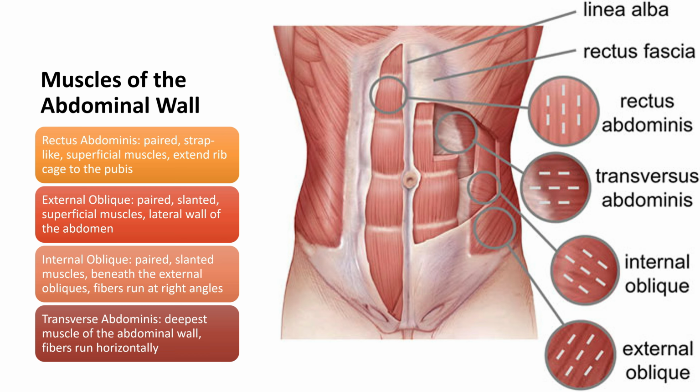Your rectus abdominis is paired. It's going to be strap-like. It's a superficial muscle. It extends from your rib cage to the pubis. Your external oblique is also paired. These are more slanted, superficial muscles, on the lateral wall. Your internal oblique is paired, slanted muscles. Your transverse abdominis is the deepest muscle of the abdominal wall.